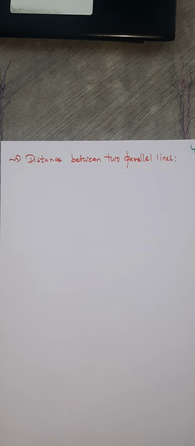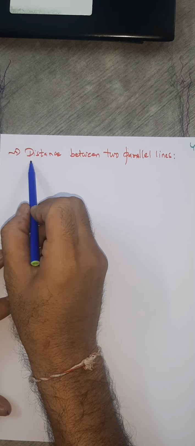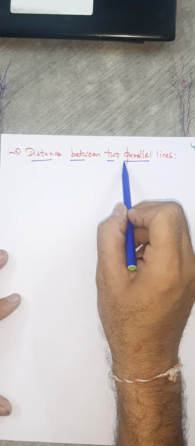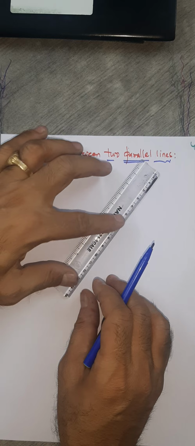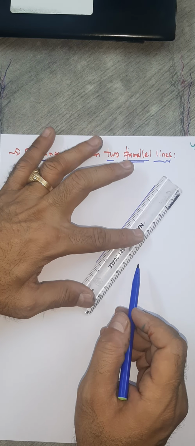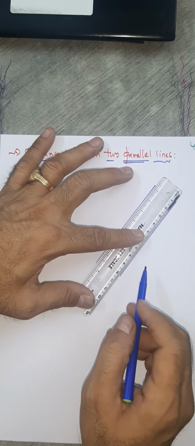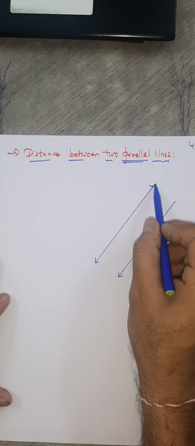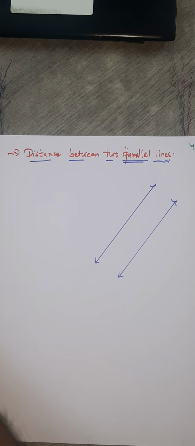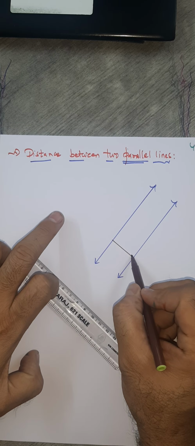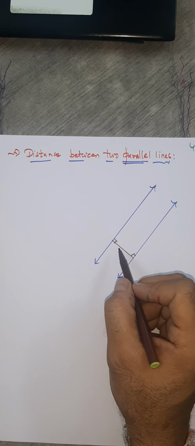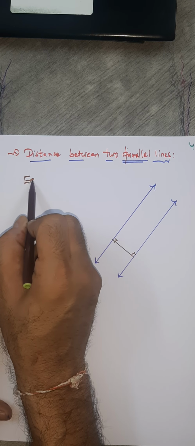Next theory here is the distance between two parallel lines. Here we want the distance between two parallel lines, not any lines. In a diagram, one line is like this, the other line is like this. These are the two parallel lines, and we want the distance between these two. Again, when we say distance, it's the perpendicular distance like this. So we write the equations first of two parallel lines.